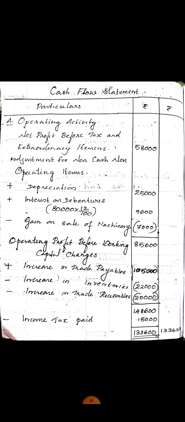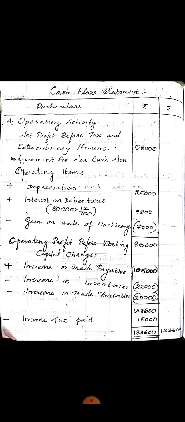Depreciation 25,000. Then interest on debentures. Amount of debentures previous year 1 lakh, current year 80,000. Debentures were redeemed at par on 1st April 2019. Debentures amounted to rupees 20,000 were redeemed on 1st April 2019. So, interest on debentures rupees 9,600, that is 80,000 into 12 by 100.